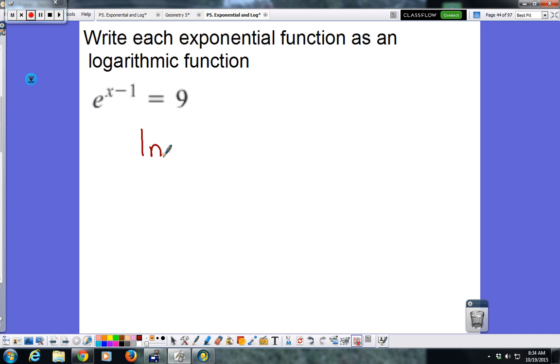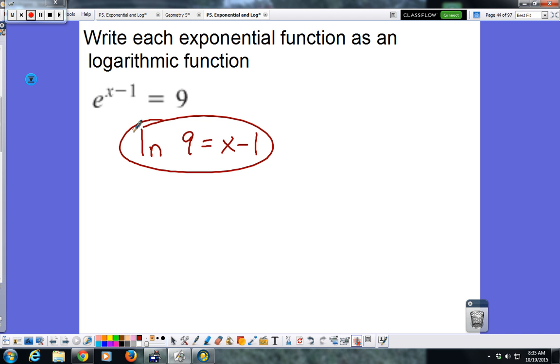Ln, natural log. Ln or natural log. So anytime, instead of log base e, can you put the e down there? Sure, it doesn't really matter. But to know on your calculator, that goes along with the Ln button, log base e of 9 equals x minus 1. That's how you rewrite that.